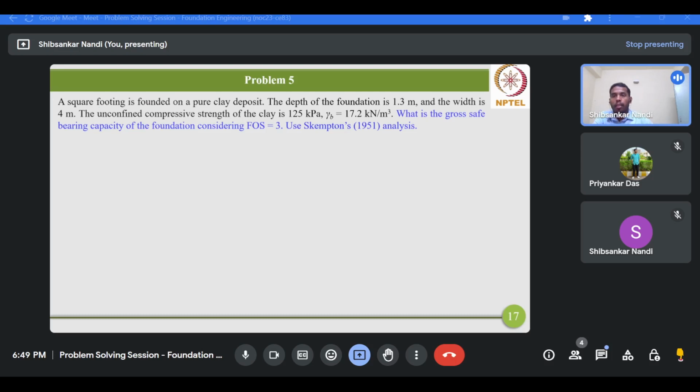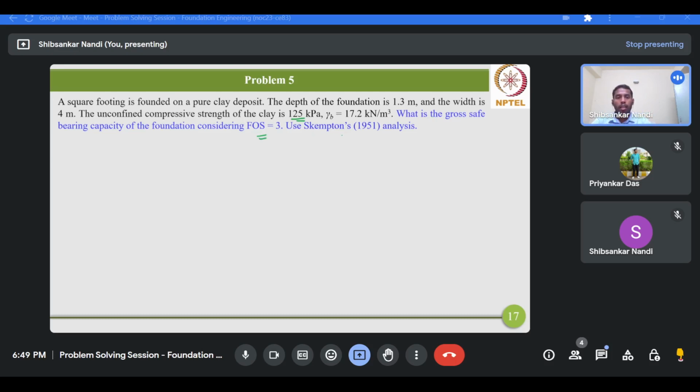A square footing is founded on a pure clay deposit. The depth of the foundation is 1.3 meter and the width is 4 meter. The unconfined compressive strength of the clay is 125 kPa. The bulk unit weight is 17.2 kN per meter cube. Now what is the gross safe bearing capacity of the foundation considering factor of safety equals 3?